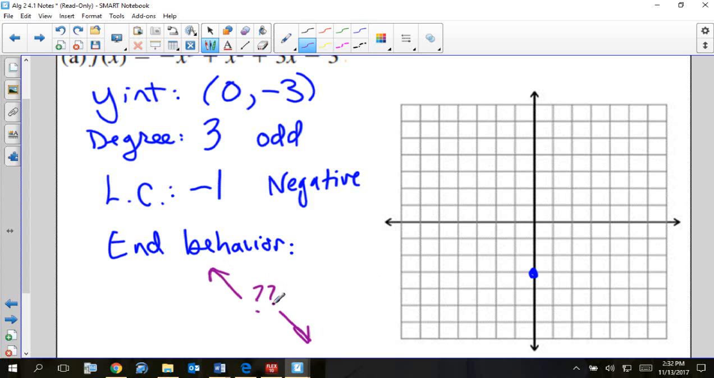Like that. Now, other than that, if you want to find more points, you can plug in any number you want. And we could be graphing all day, but you're still not really going to be able to do that accurately. So we're going to look at our calculator and look at the table on the calculator. So go ahead and graph this on your calculator.